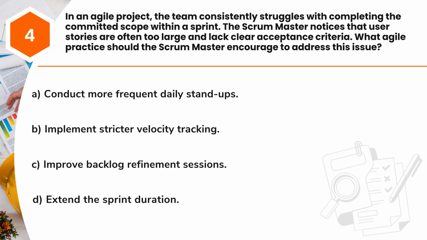Question 4. In an Agile project, the team consistently struggles with completing the committed scope within a sprint. The Scrum Master notices that user stories are often too large and lack clear acceptance criteria. What Agile practice should the Scrum Master encourage to address this issue?